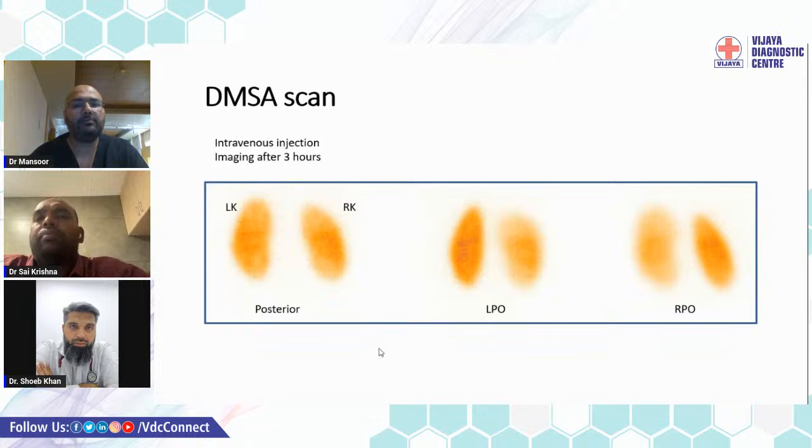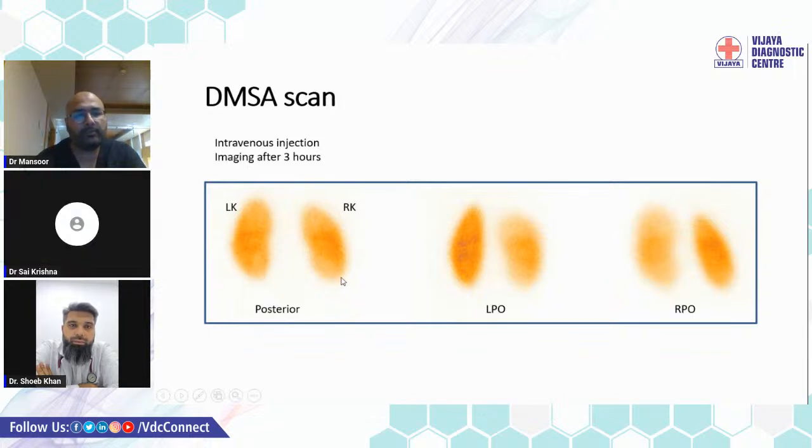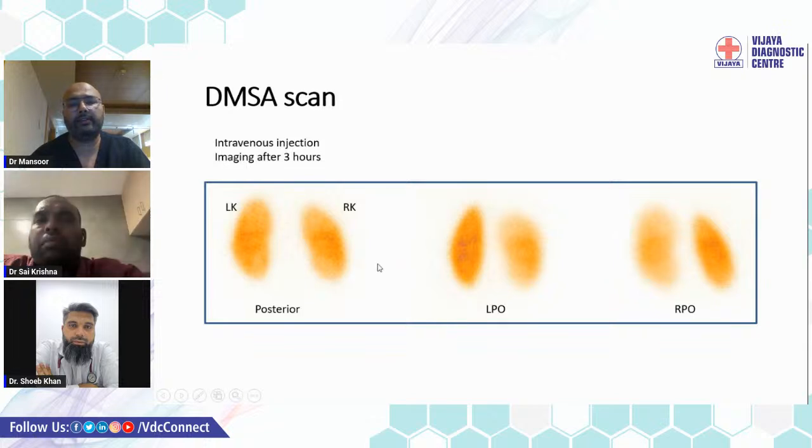So that was about the physiology, and this is how the scan looks. We give an intravenous injection of the tracer followed by imaging after 3 hours. You can see there is good uptake of the tracer in the renal cortex. In the case of normal kidneys, you can see a normal smooth contour, the shape of the kidney is proper and uniform, and equal uptake is seen in both kidneys. They're more or less the same size, and you can see very good clearance of the tracer from the background. So this is a normal scan, and we acquire posterior and oblique images.